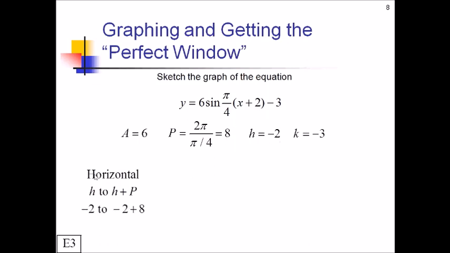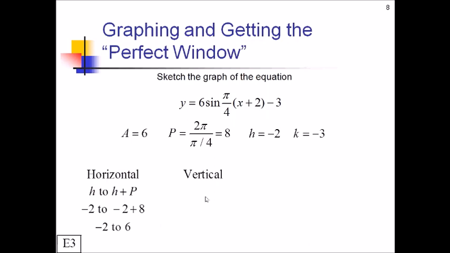In this case, that would be from -2 to 6. So when I redraw my function, I'm going from -2 to 6 horizontally. I'll need to make sure I make grid lines that go from those different places. Let's talk about the vertical now.